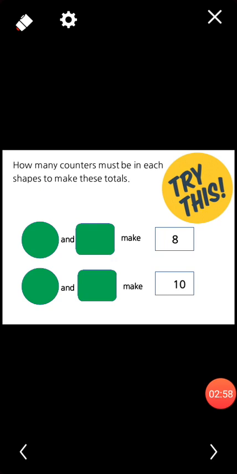How many counters must be in each shape to make these totals? Circle, square make 8. So which number is added to these two? When 4 and 4 are combined together to form an 8. Now which number is adding? How many circles? 5. And how many squares? 5 make 10.